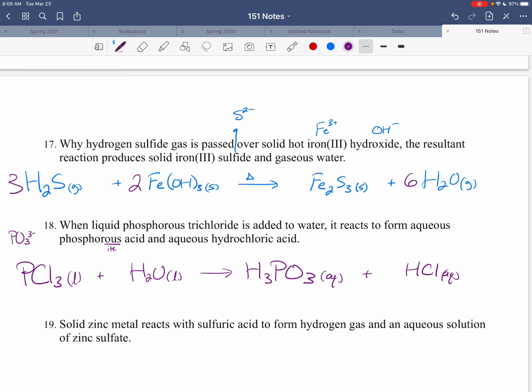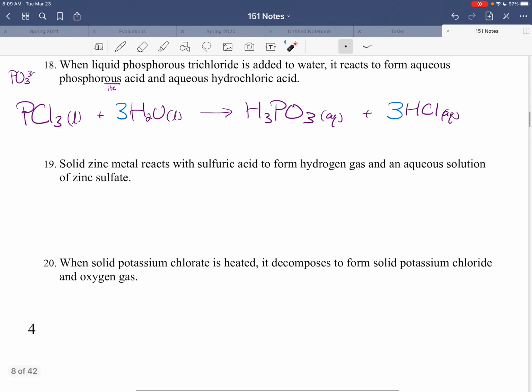Let's look. Is it balanced? 1 P, 1 P, yes. 3 Cl's, 1 Cl. So let's put a 3 in front of HCl. I have H's. I have 2 and I have 3 and 6. So 3 plus 3 is 6. So if I put a 3 in front of the water, H is good. How's O? 3 and 3. Balanced. Sounds good.